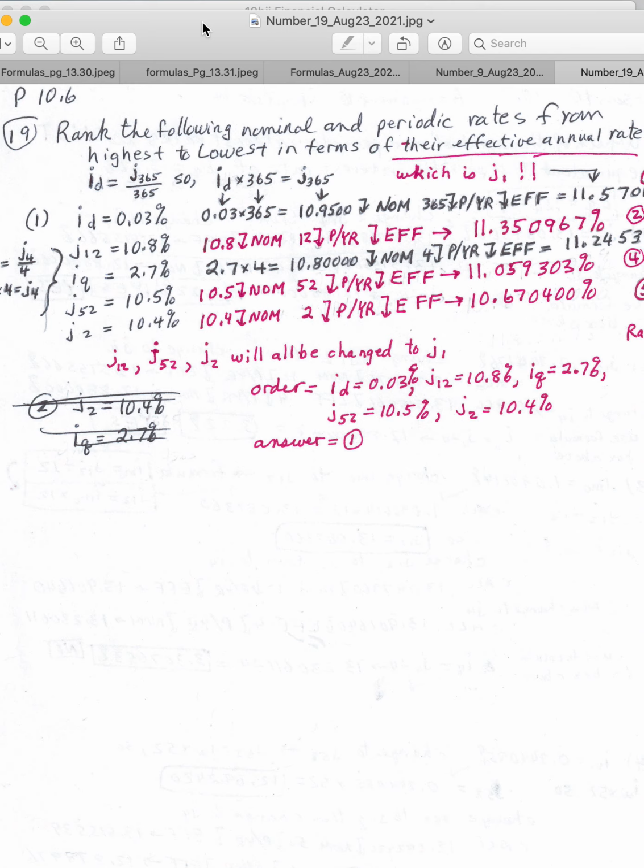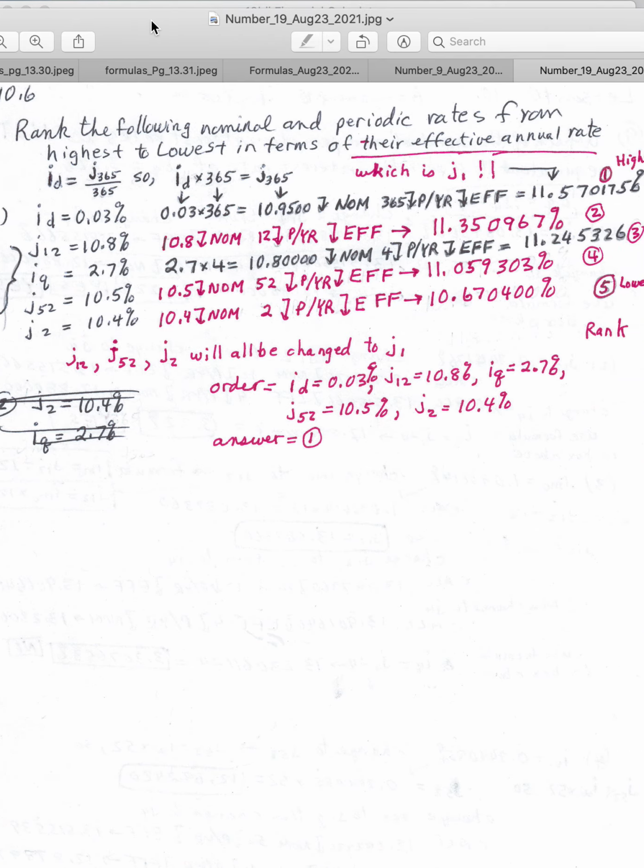So finally, what's the answer? We're supposed to rank them from highest to lowest. Well, if you look at these answers, that's the highest. That's the next highest. No, that's the next highest, 11.24. That's the next highest, and this is the lowest. So they're actually ordered 1, 2, 3, 4. So if you look at your answer sheet, if you do I D, J12, I Q, J52, J2, answer number 1 should be the correct answer for this question.